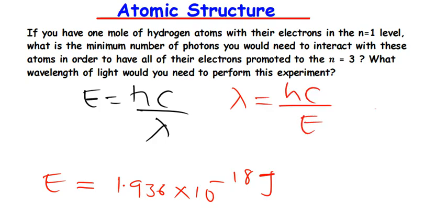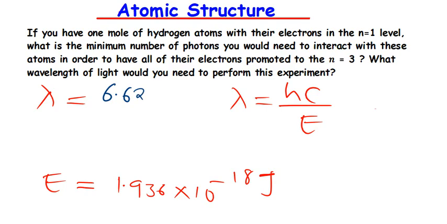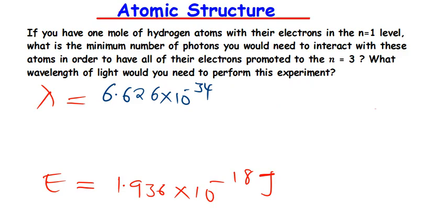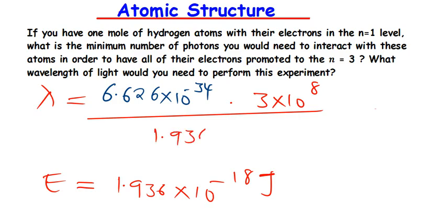So what are we trying to say here? What we're trying to say is the wavelength is going to be Planck's constant, which is 6.626 times 10 to the power negative 34, multiplied by the speed of light, which is 3 times 10 to the power 8, divided by the energy, 1.936 times 10 to the power negative 18. And so perform the calculations there.